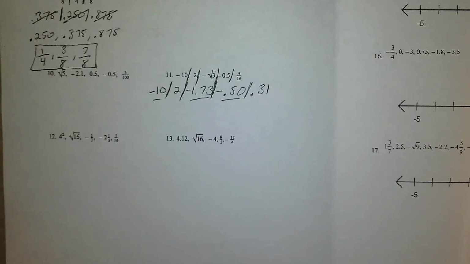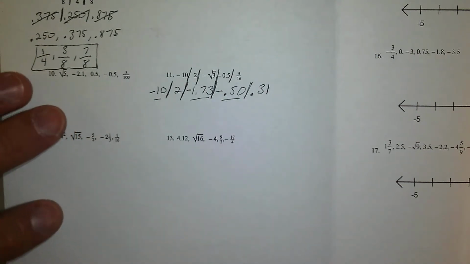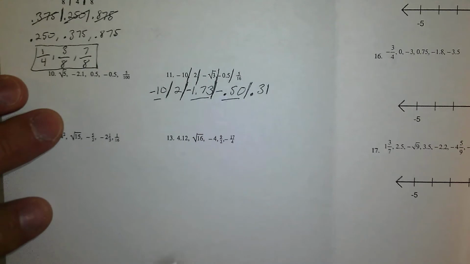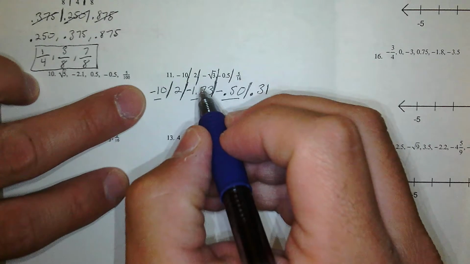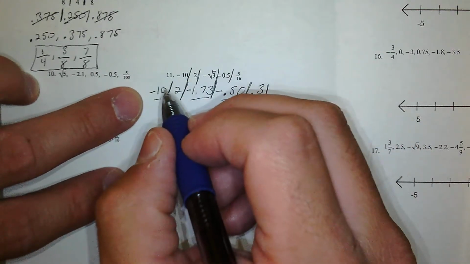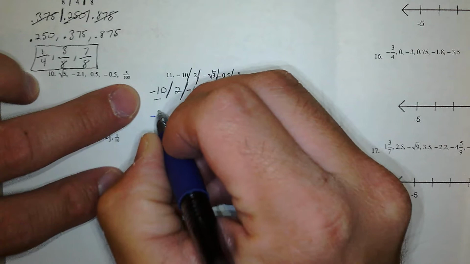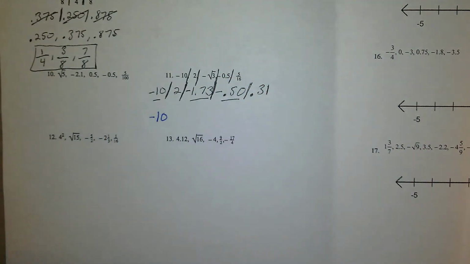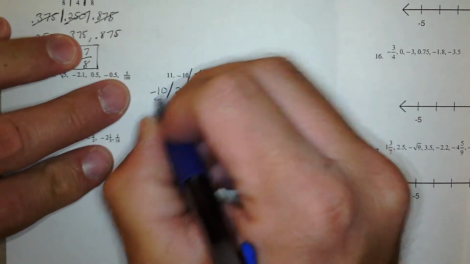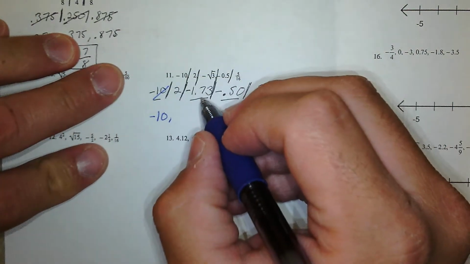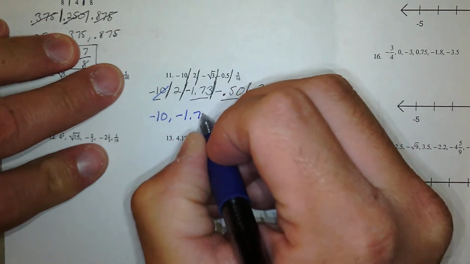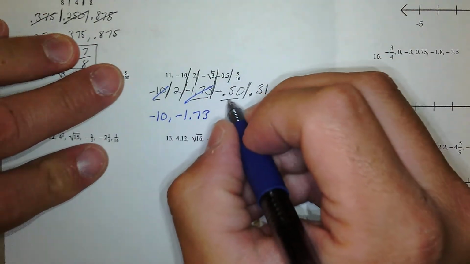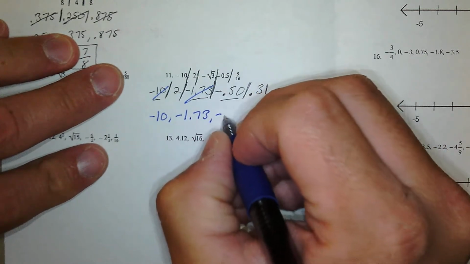With negative values, they work opposite. So the larger the negative number, the smaller it is, right? The closer the number is to 0, the larger its value. So I have negative 10, negative 1.73 and negative 0.5. Negative 10 is going to be my first one because that is my smallest value. It is the furthest away from 0. My second one is going to be negative 1.73 because negative 0.5 is closer to 0 than negative 1.73. And the next one would be the only negative I have left, which would be negative 0.5.